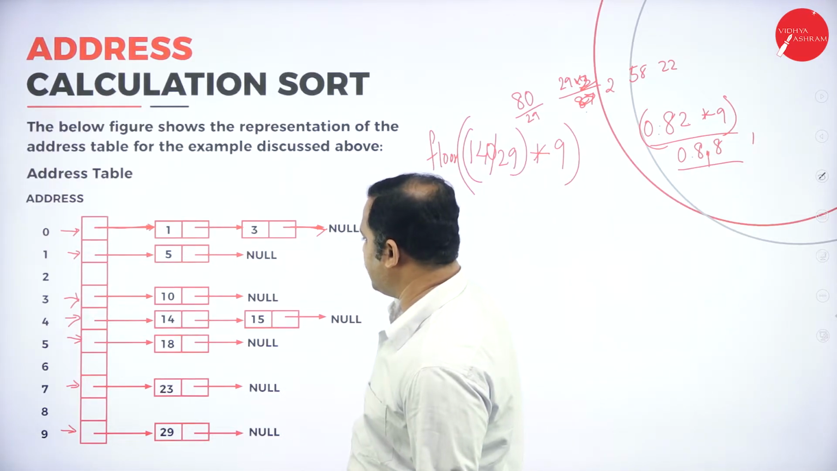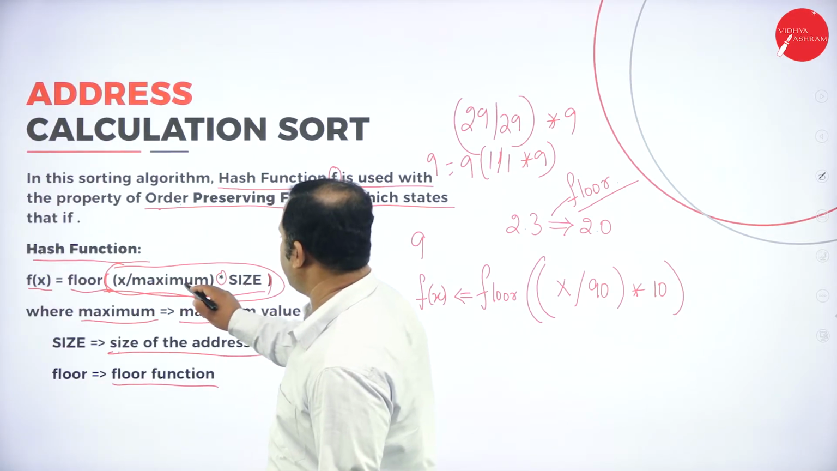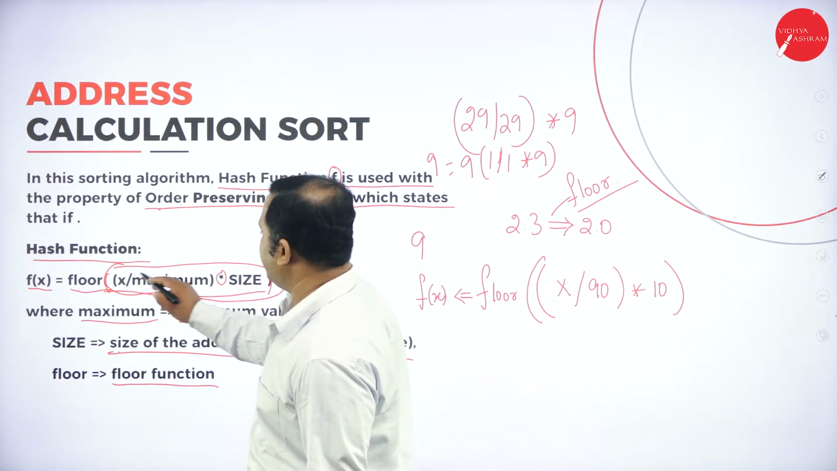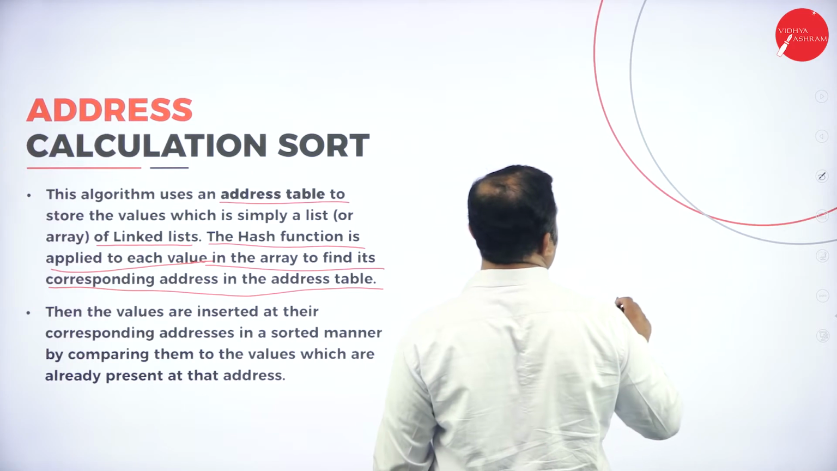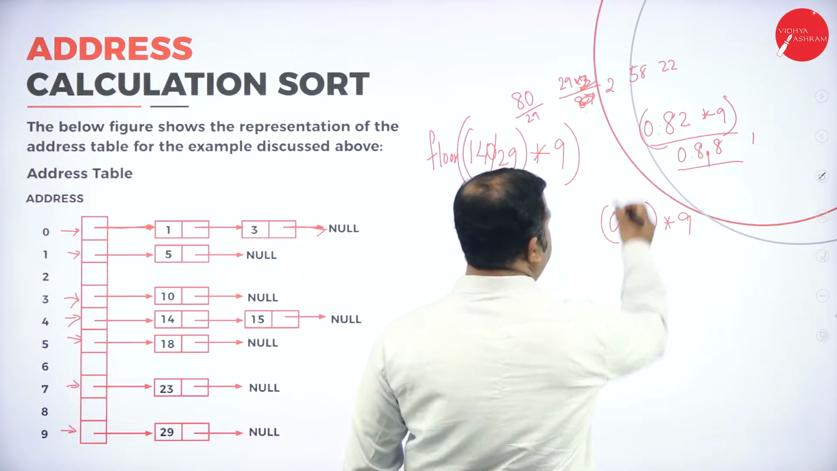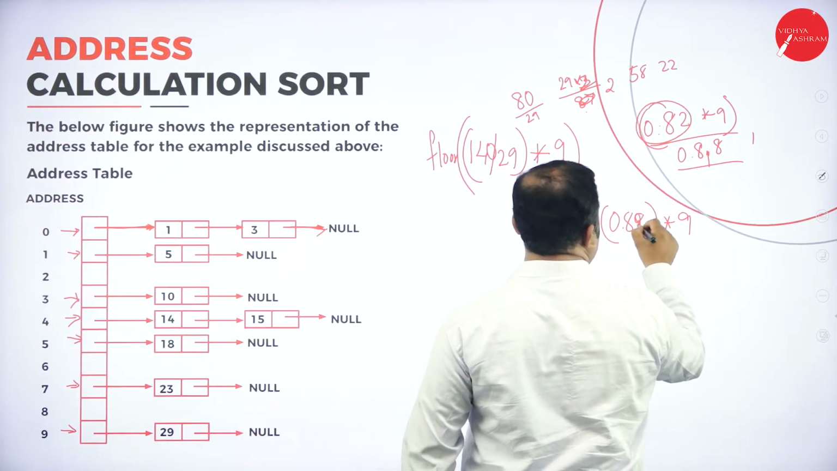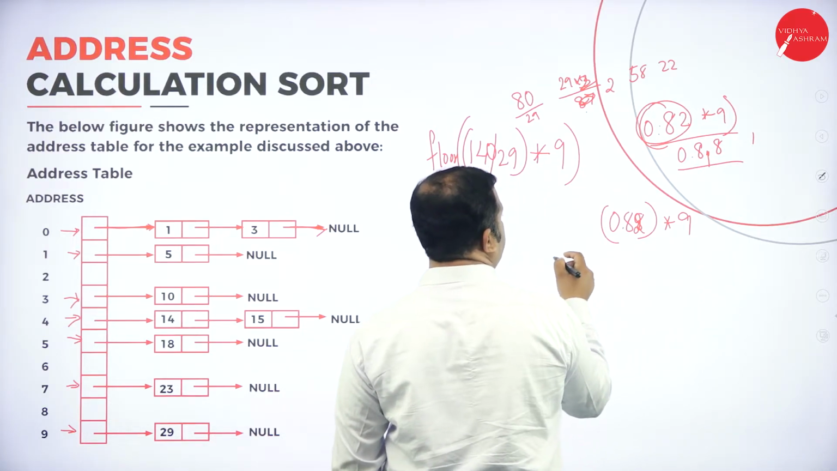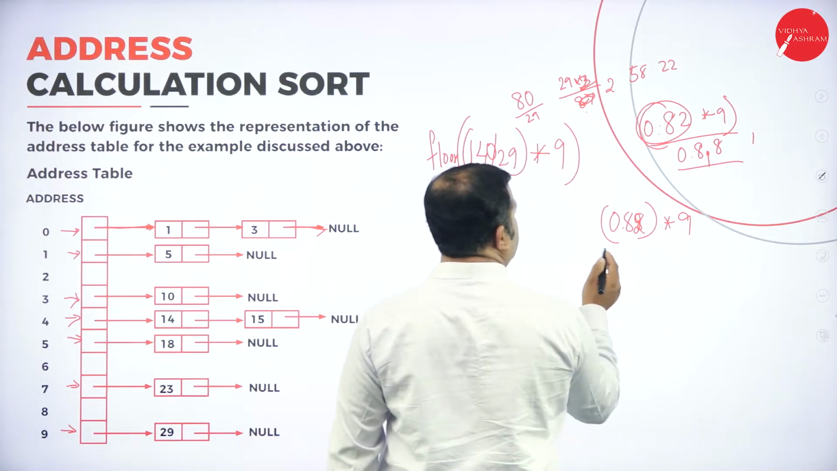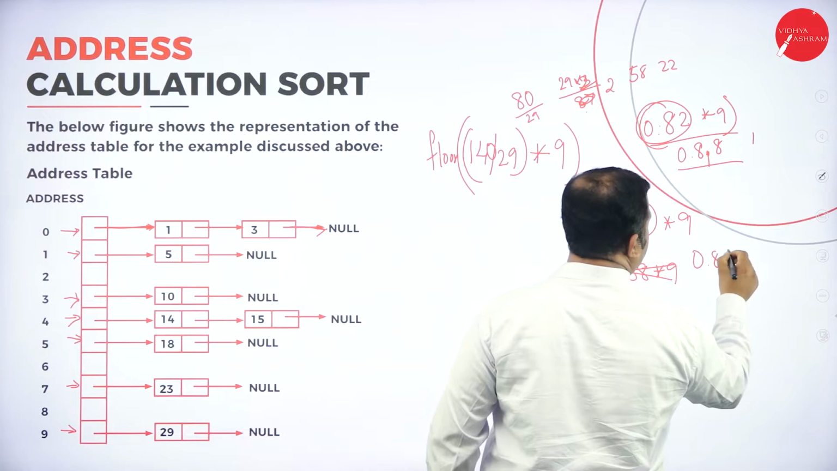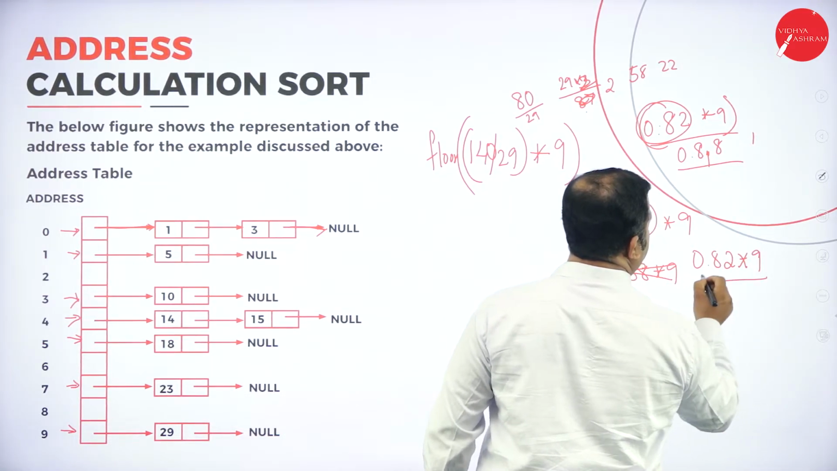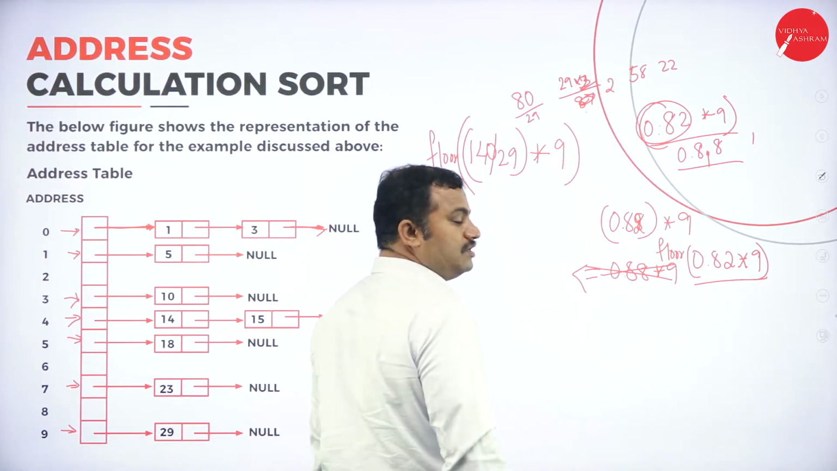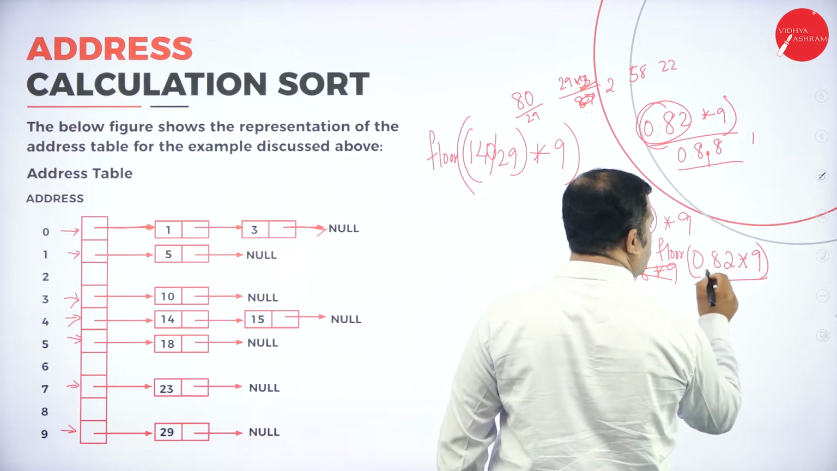What is the value which is available there? That is x divided by maximum star size, that has to be divided first. What is the value we have got here? 0.82 is the value we have obtained here. 0.82 multiplied by 9, that is the size of an element. What is the floor of that? 0.82 multiplied by 9. Floor of this is to be taken here. So what is the value of this?